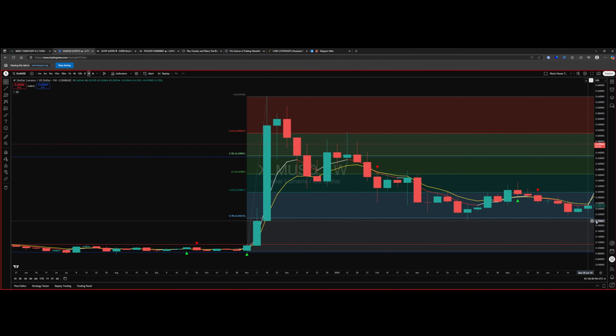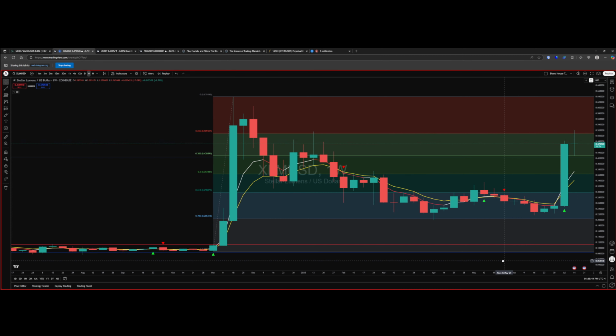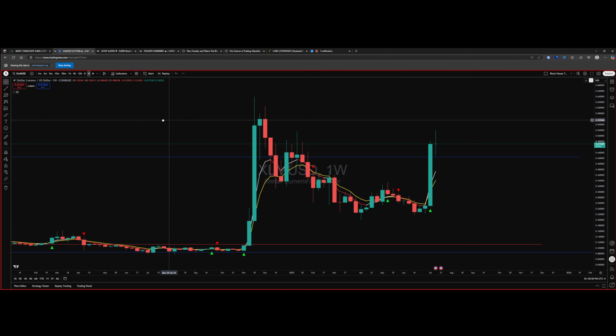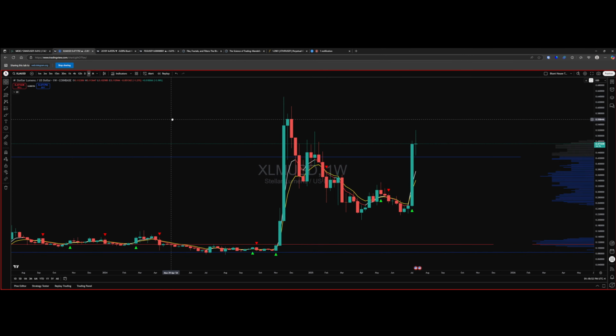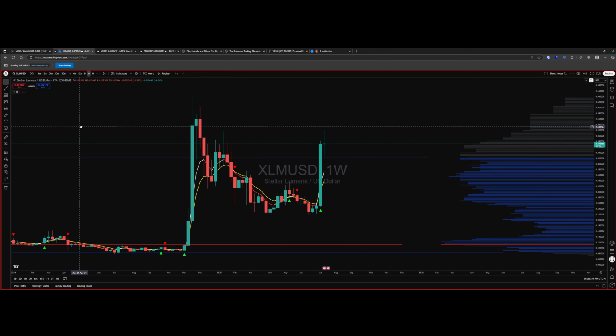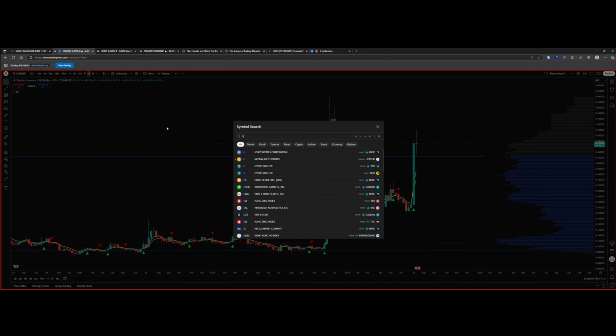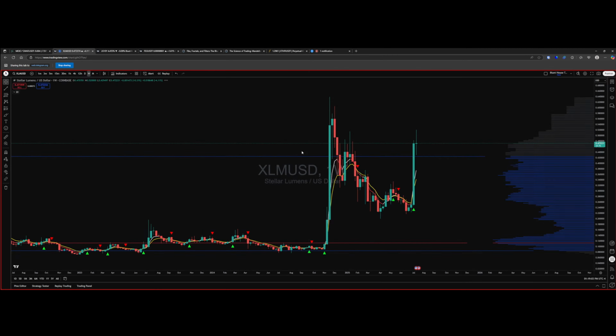Five EMA went white, which shows us the money's coming in. So these things have just really gone parabolic, and there's a few others. I think HBAR is another one. Yeah, HBAR is doing really well.